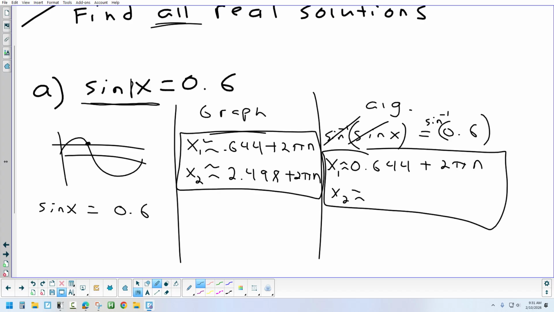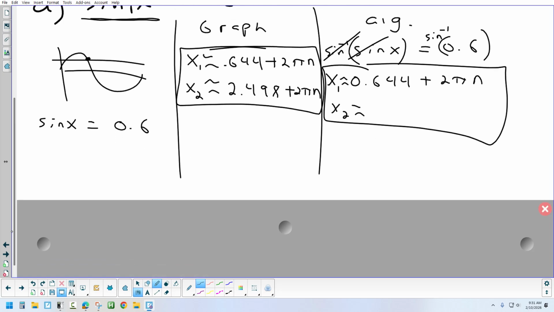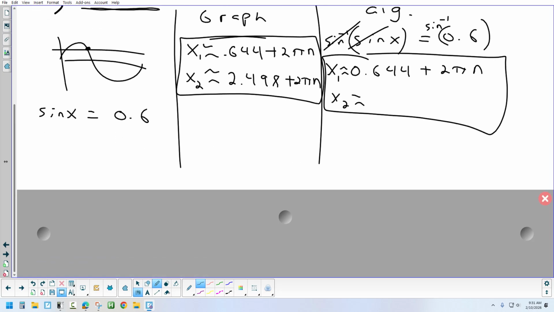Now, the second answer. For the second answer, I've got to show you how you figure that out. Once you know what I'm about to show you, it's very easy to get that second answer. It's going to be pi minus the first answer, 0.644. I'm going to use this diagram. Okay, don't think this is a diagram I've shown you before.